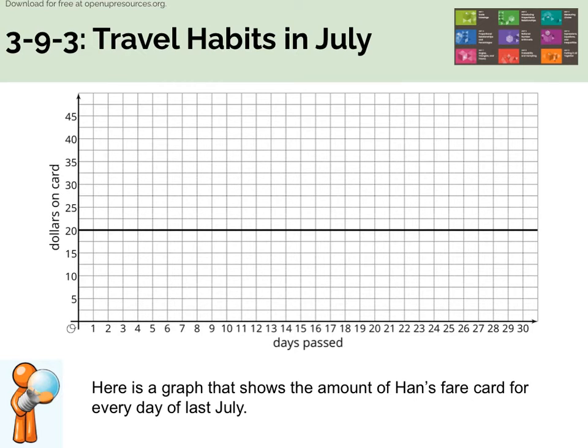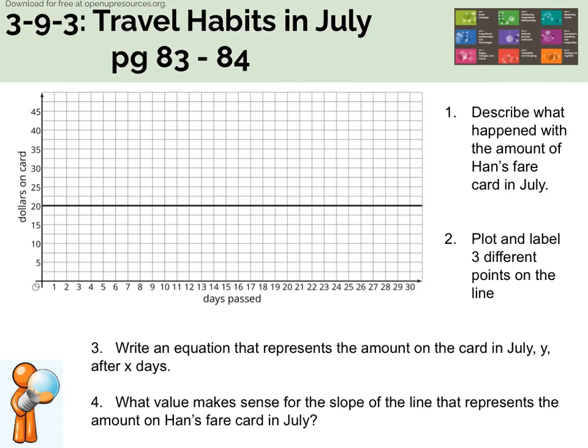So talking about Noah's fare card. Here is the graph that shows the amount on Hans' fare card for every day of last July. On pages 83 to 84, this is where you're going to find that graph. So let's go ahead and answer number 1. Describe what happened with the amount on Hans' fare card in July. Go ahead and answer that question on page 83.